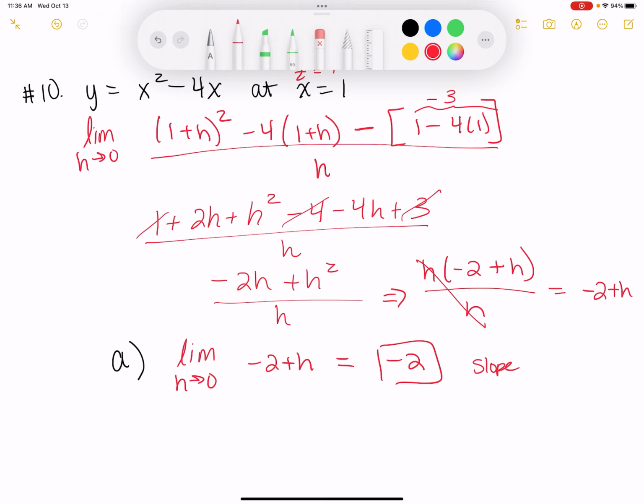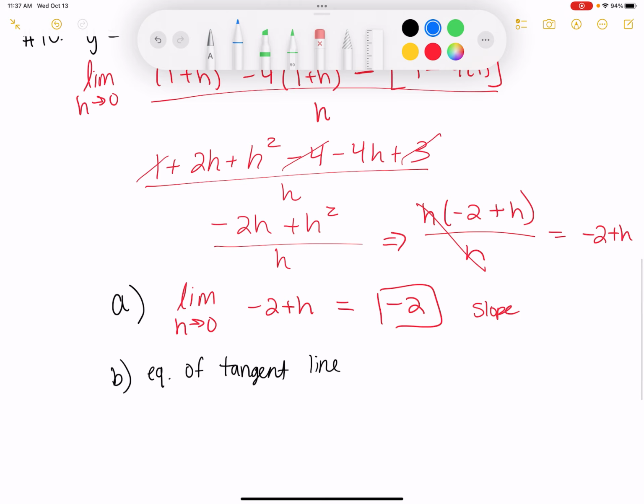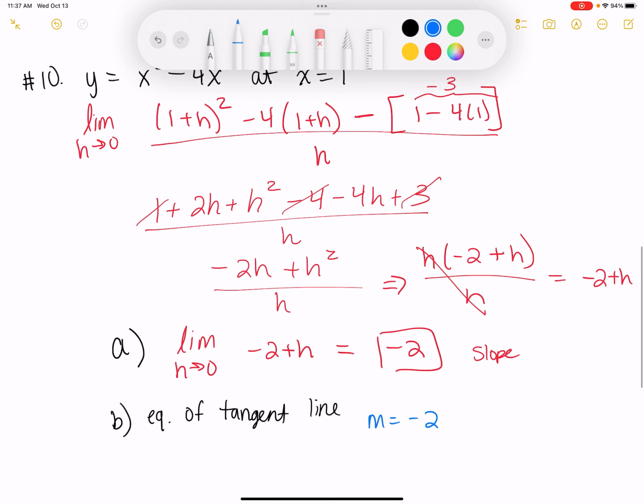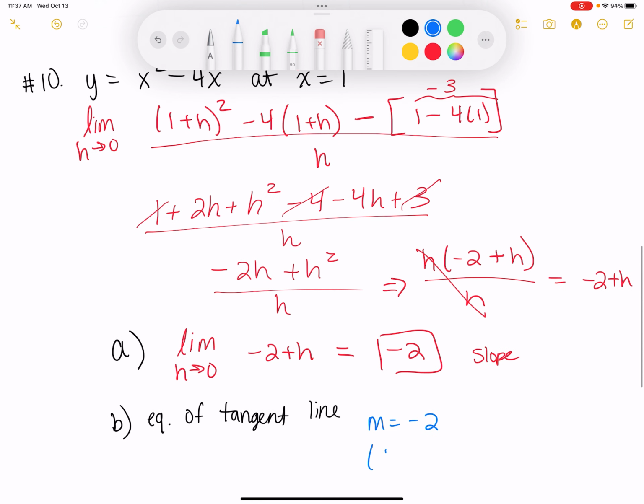All right, so now I want an equation of a tangent line for this. Okay, I have a slope, so I need to find the point to give me point slope form, which will allow me to find my tangent line. So I know I've got a slope of negative 2. I know that x equals 1, so I need to find the y point when x is 1.